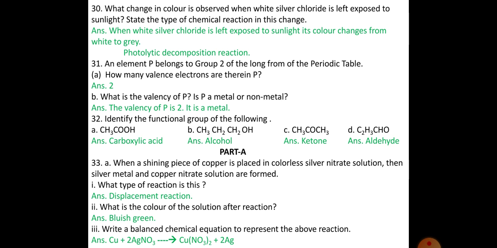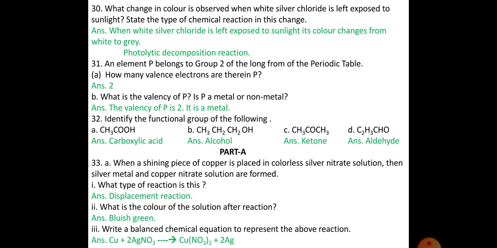What change in color is observed when white silver chloride is left exposed to sunlight? State the type of chemical reaction in this change. When white silver chloride is left exposed to sunlight, its color changes from white to grey, and this reaction is a photolytic decomposition reaction.